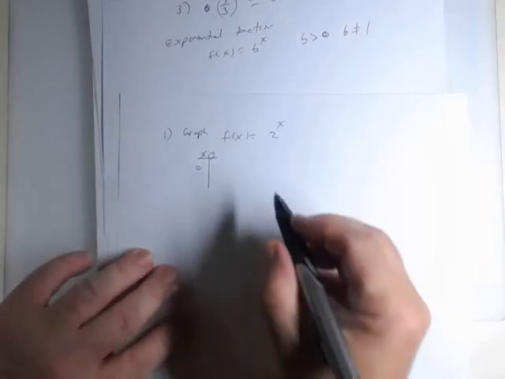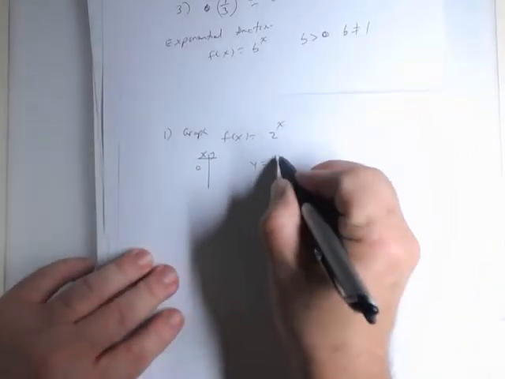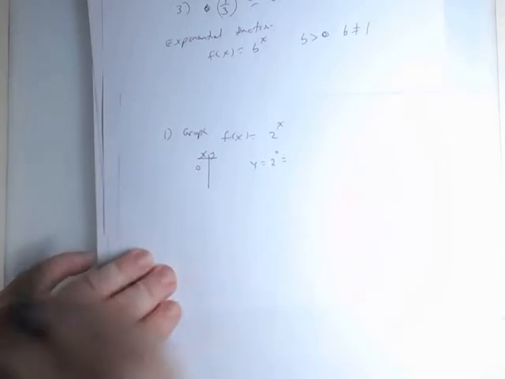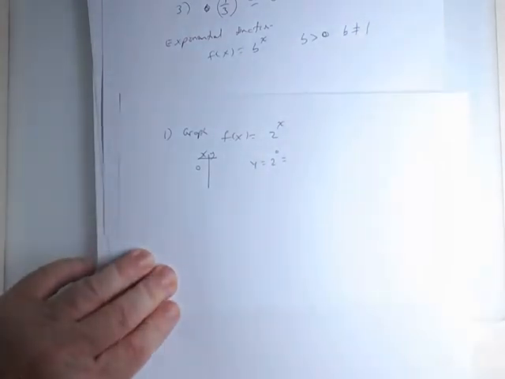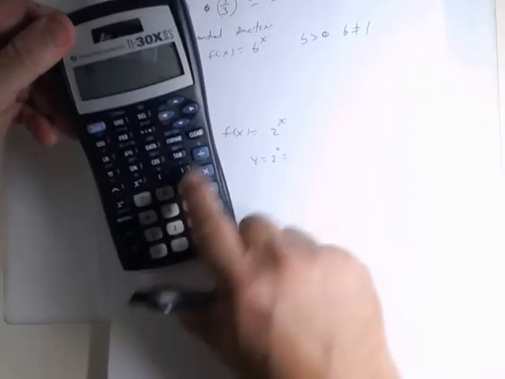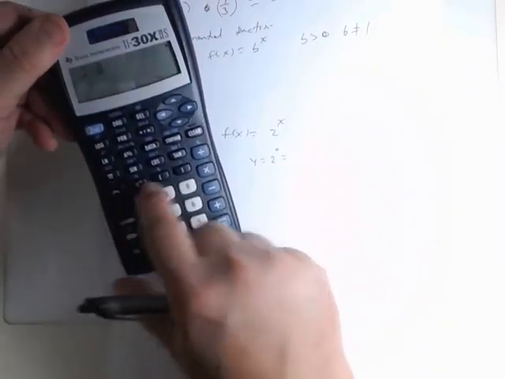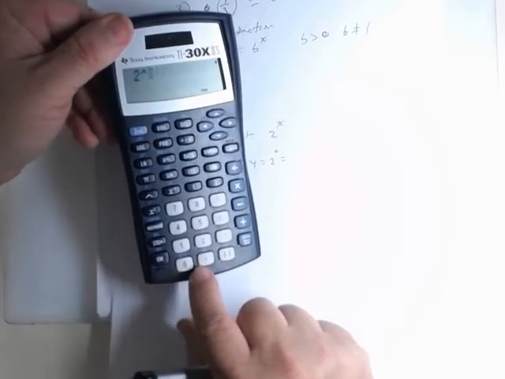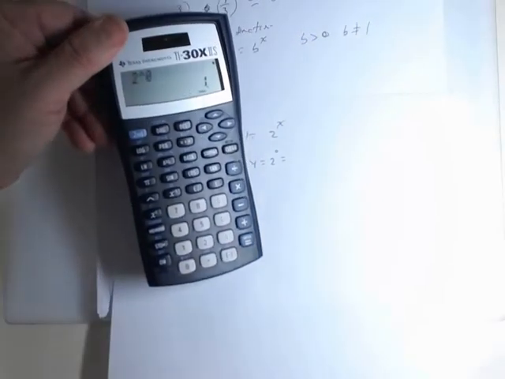If x is 0, I get y equals 2 to what power? Do you remember what 2 to the 0 power is? It's 1. Remember, any number raised to the 0 power is 1. If you didn't remember that, use your calculator. 2 raised to the 0 power equals 1. Any non-zero number raised to the 0 power is 1.